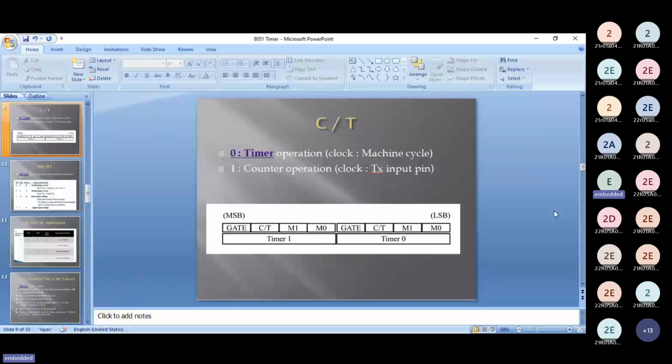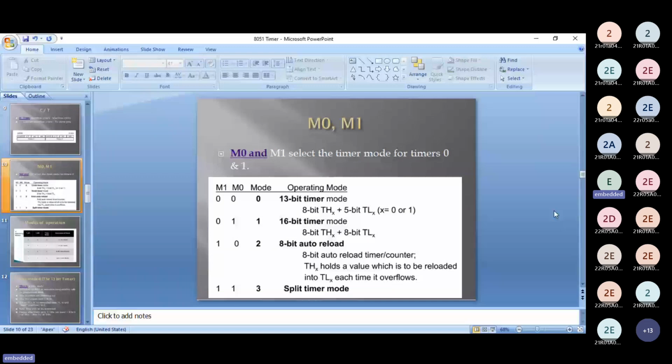So next was M0 and M1. M0 and M1 are the modes. They select the timer mode of timer 0 and timer 1. If M1 is 0 and M0 is 0, then the mode will be 0. If M1 is 0 and M0 is 1, then the mode will be 1. If M1 is 1 and M0 is 0, the mode will be 2. If M1 is 1 and M0 is 1, then the mode will be 3. So there are four modes of operation.